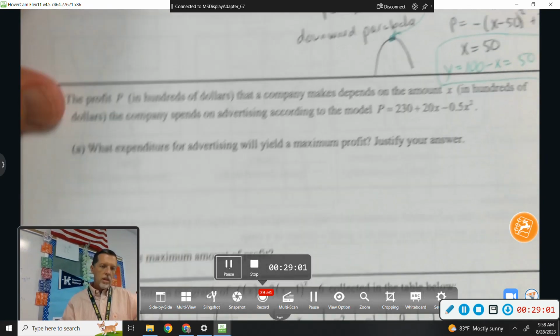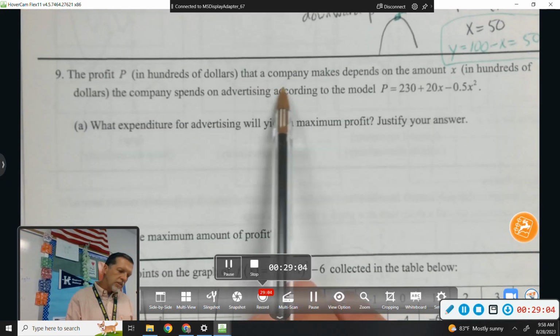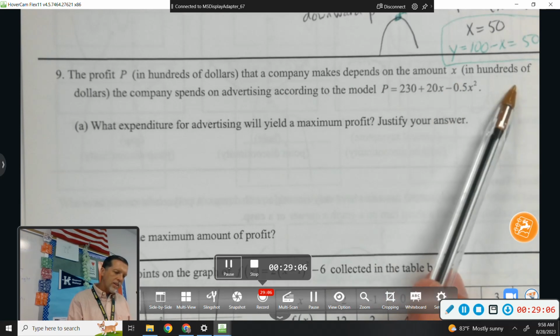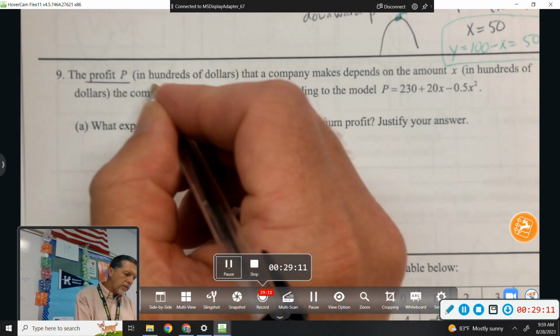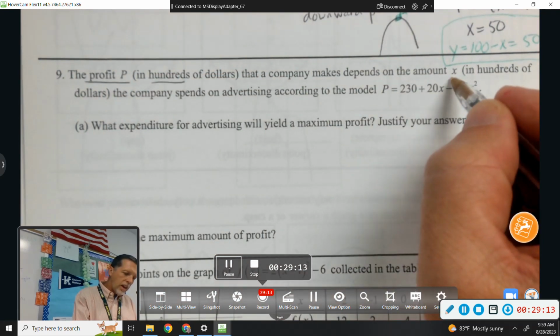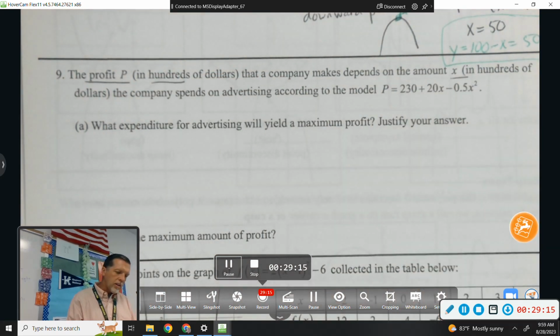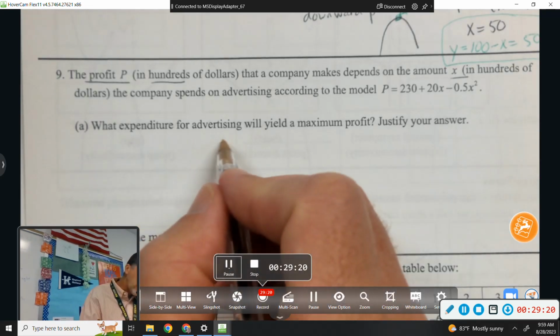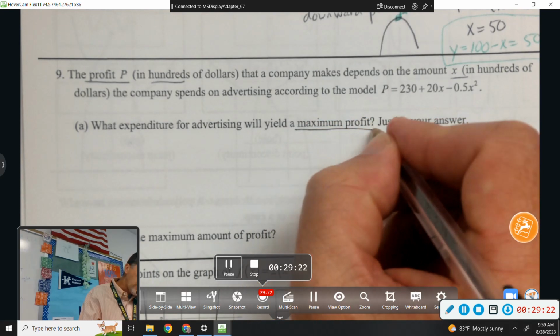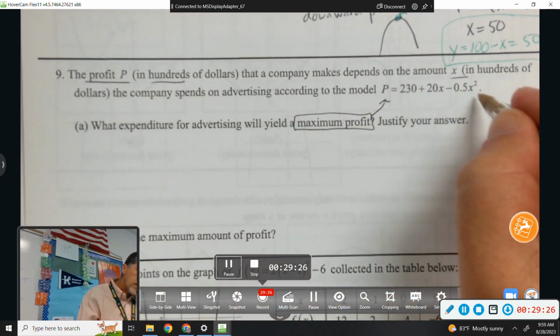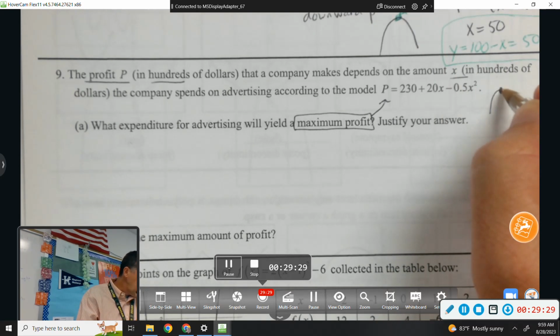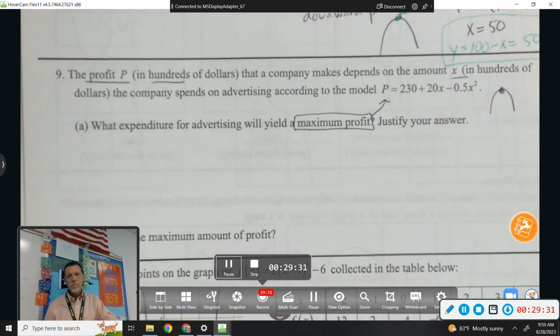The profit P in hundreds of dollars that a company makes depends on the amount X in hundreds of dollars. Be careful. So P is profit in hundreds. X is the amount they spend on advertising. What expenditure for advertising will yield a maximum profit? Well, this is really similar to that last problem. Downward parabola. So just find the vertex. It's just a fancy way of asking you to find the vertex.